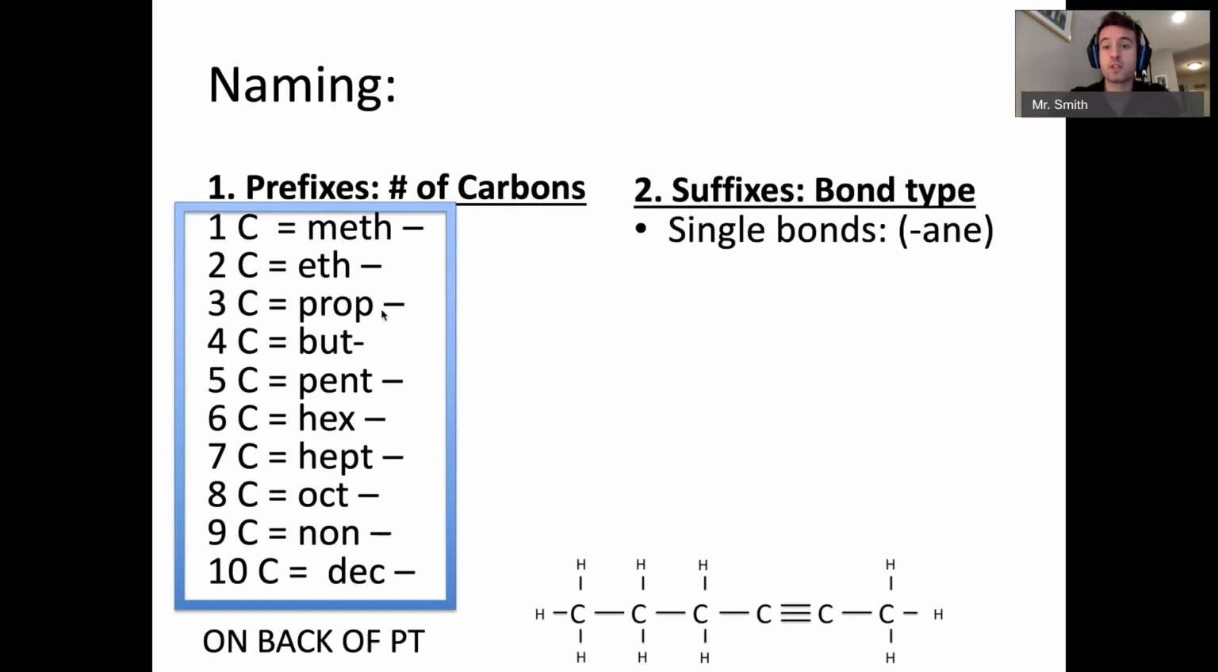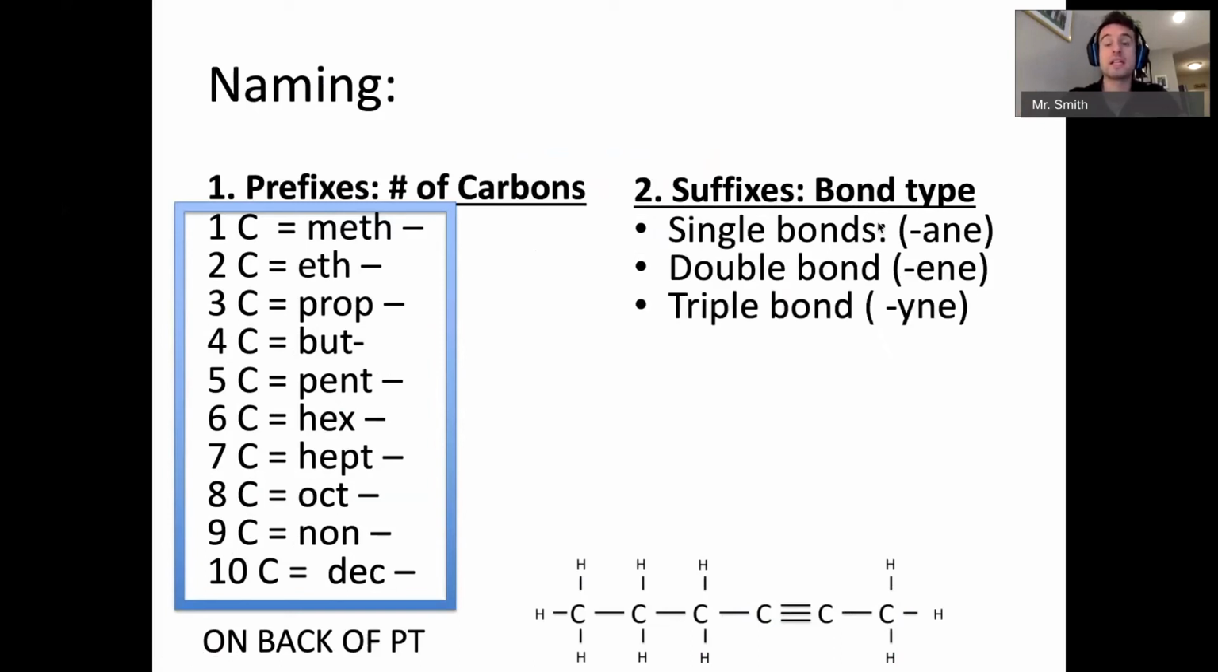Okay, suffixes. There are three suffixes we're going to learn today. Single bonds is ane, double bonds is ene, and triple bonds is yne. That's kind of how they end. So if you had a triple bond on a 5 carbon, it would be pentyne. If you had a double bond on a 3 carbon chain, it'd be propene, for example.